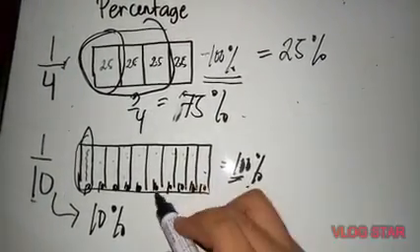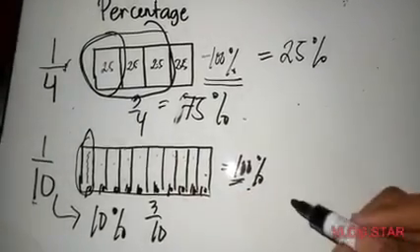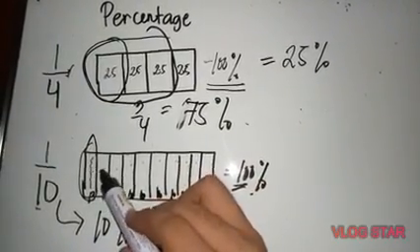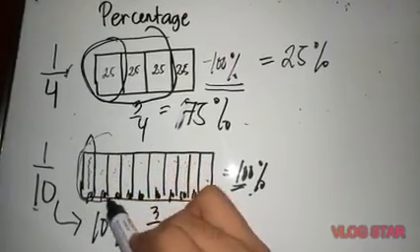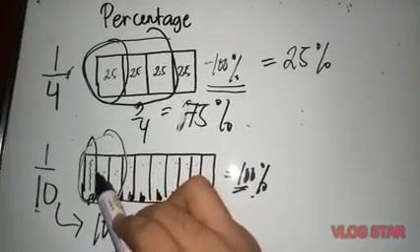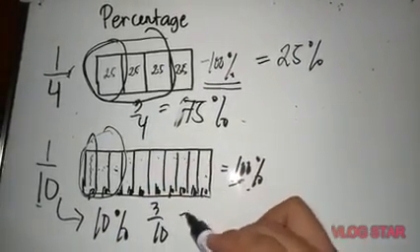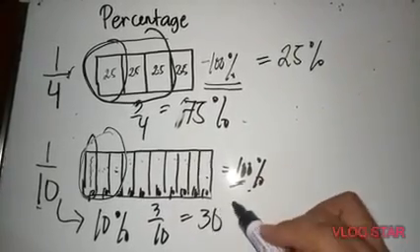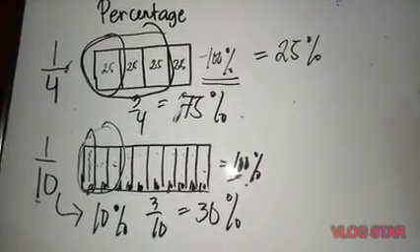What about 3/10? So 1, 2, 3. So 3/10 is 10, 20, 30. So 3/10 of the whole is 30%.